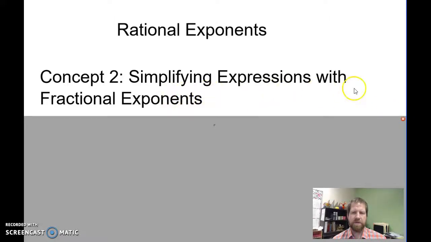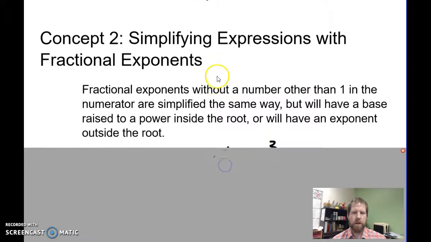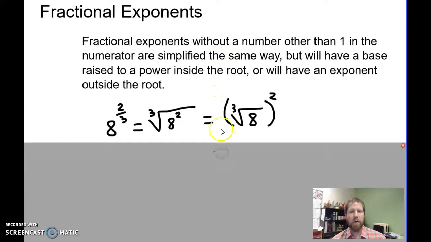Concept 2, simplifying expressions with fractional exponents. So a fractional exponent, when the numerator is not 1, we're going to evaluate the same way, except we're also going to have a power. So we're going to have a root, but we're also going to have an exponent, and that exponent can either be inside the root.